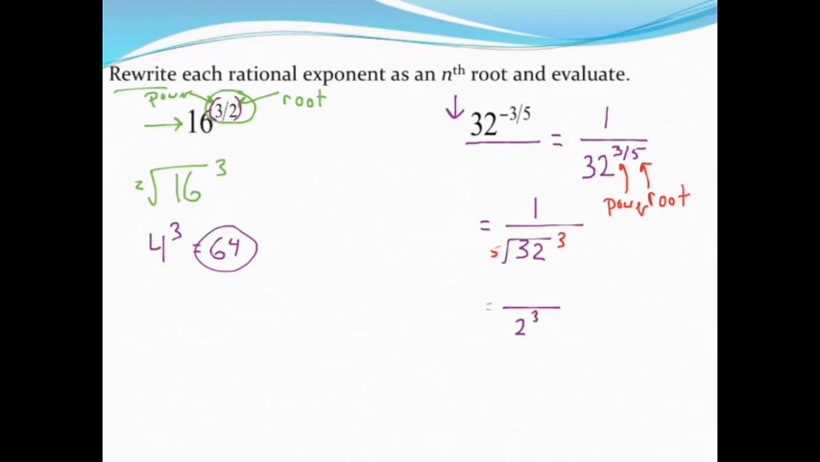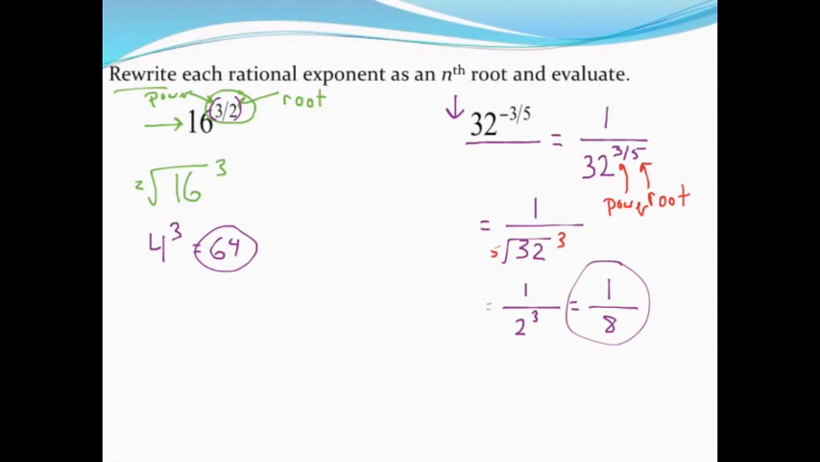I still need to raise that to the 3rd power. Don't forget that 1 on top. 2 to the 3rd power then gets me 8 as an answer. Well, be careful, because a lot of people will say 8's the answer and they'll circle it and be done with it. But remember that 8's on the bottom of a fraction, so don't forget the 1 on top. So my answer should be 1/8 for this.